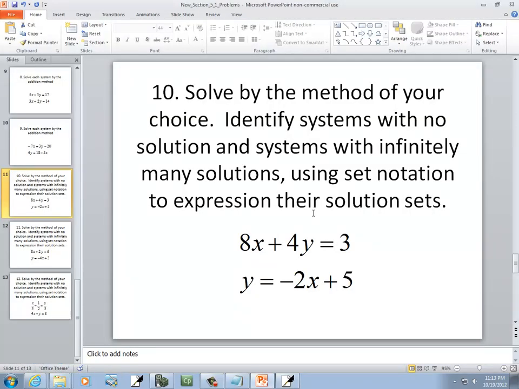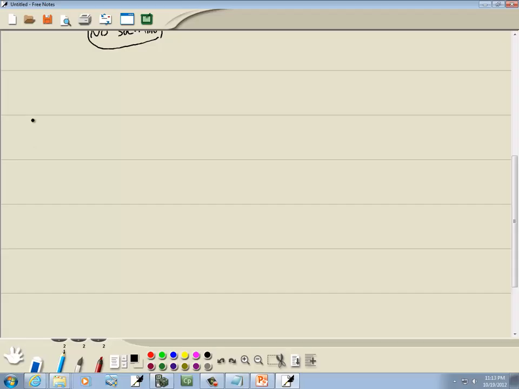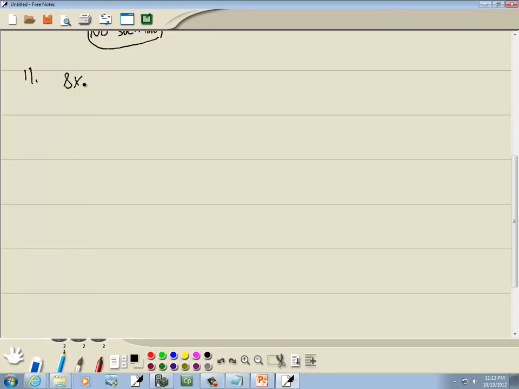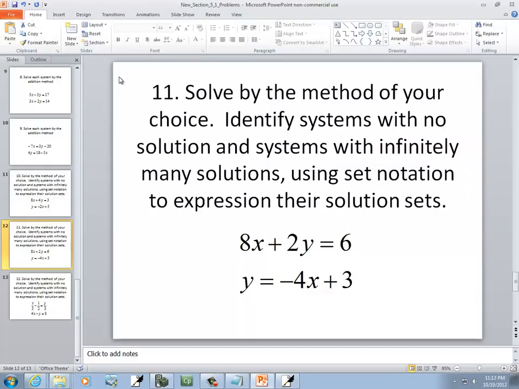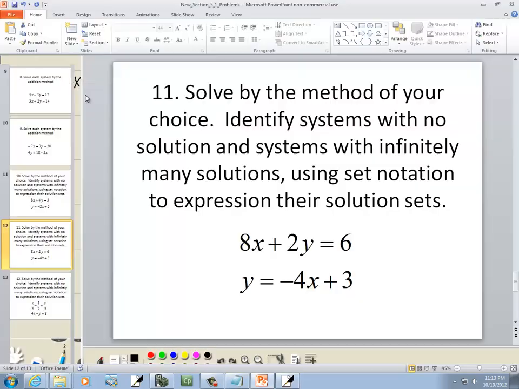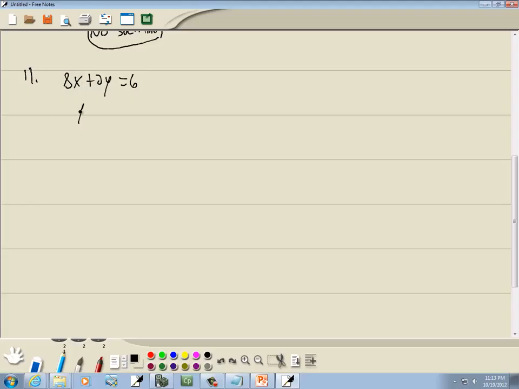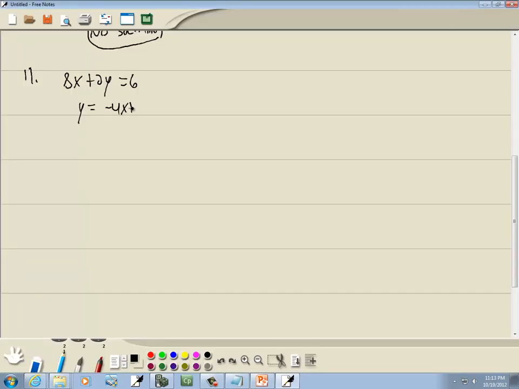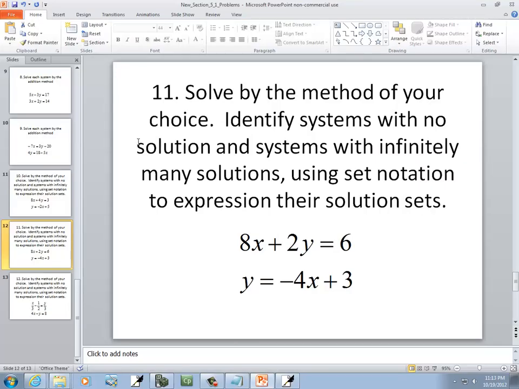Well, let's look at the next problem. Oh yeah, it did change. Okay. So we got 8x plus 2y equals 6. And y is equal to negative 4x plus 3. Solve the method of your choice.